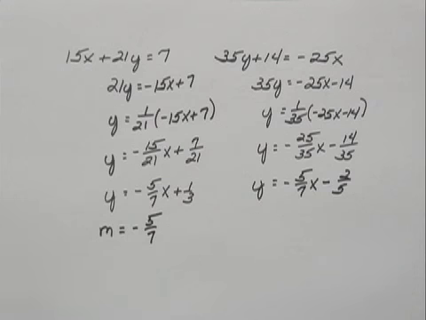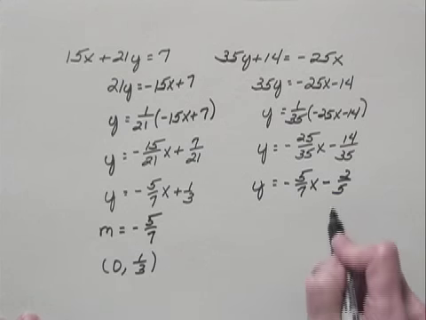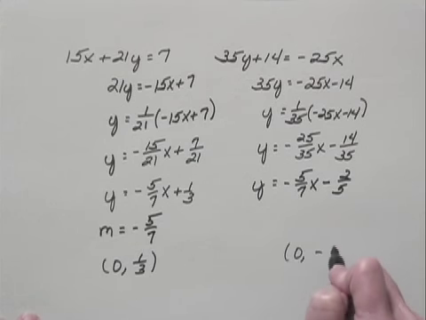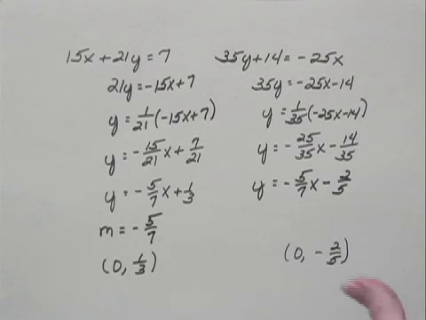So if their y-intercepts are different, they're parallel. If their y-intercepts are the same, they're the same line. And we see that the y-intercept for this line is (0, 1/3), and for this line, it's (0, -2/5). So the lines have the same slope and different y-intercepts. That tells me that they're parallel.